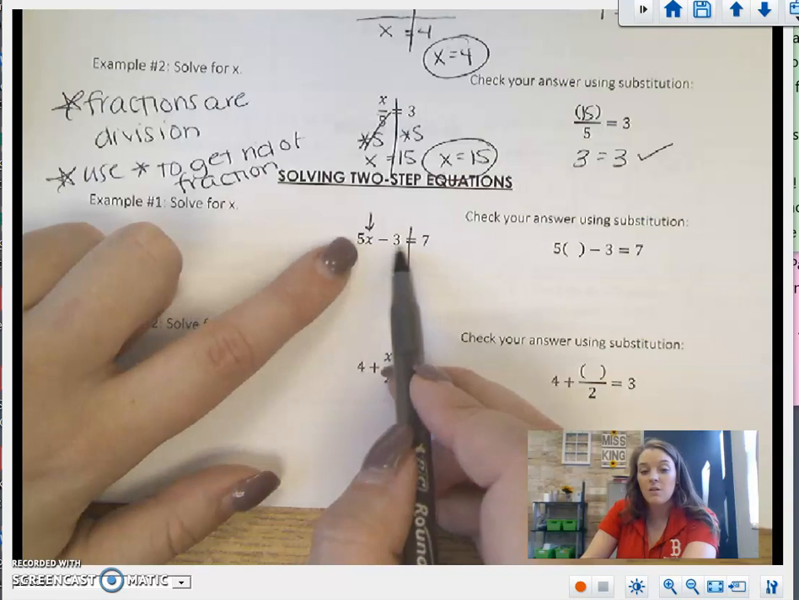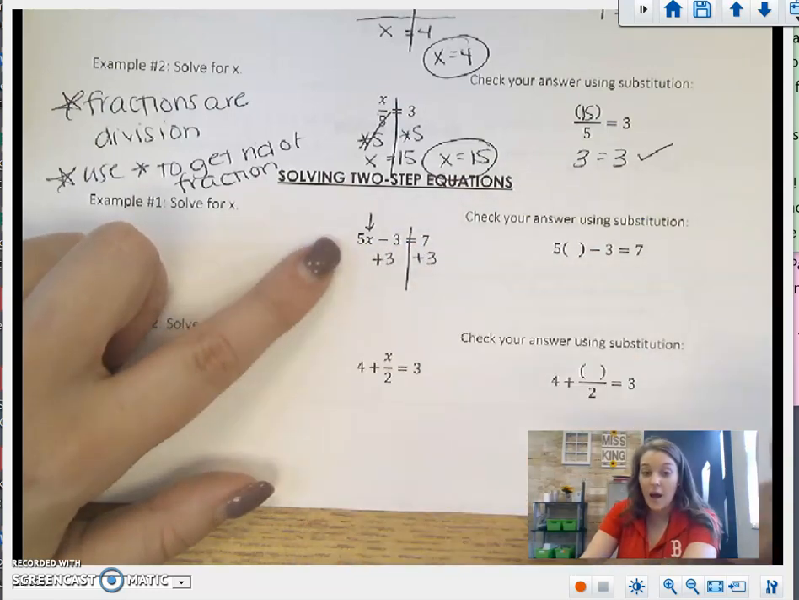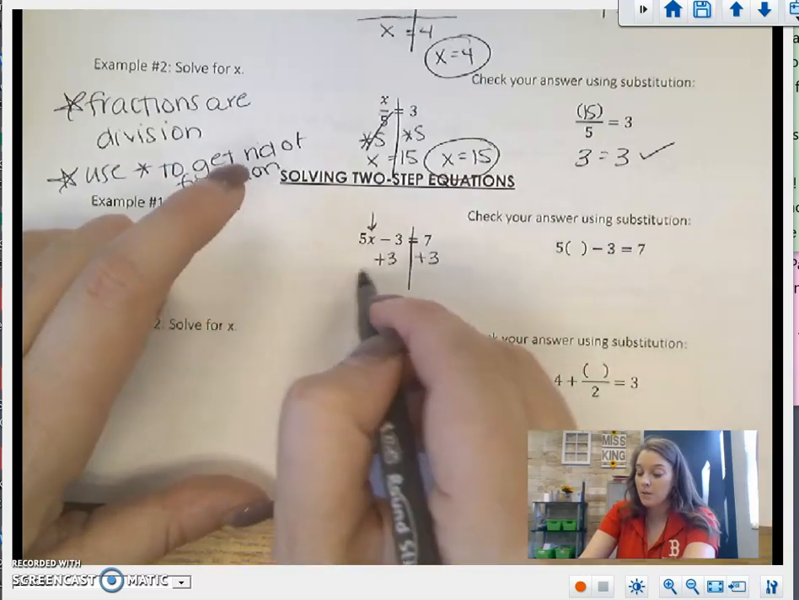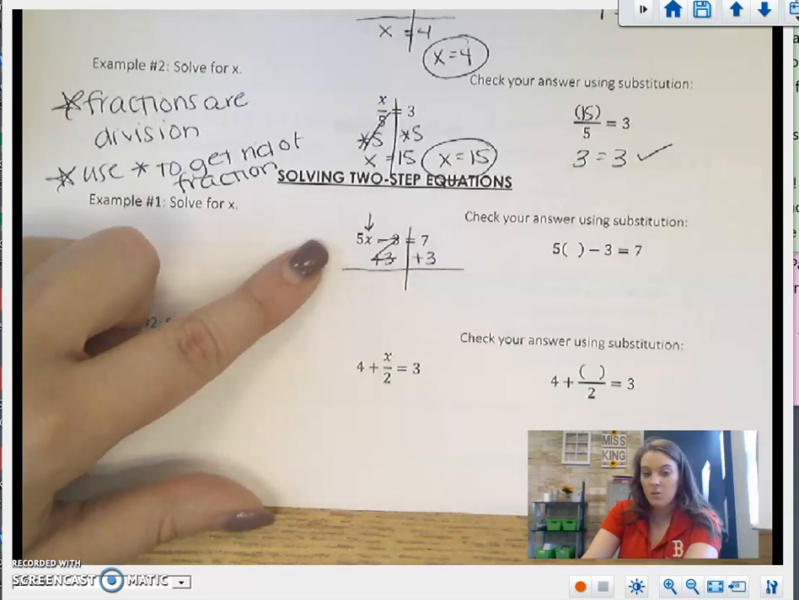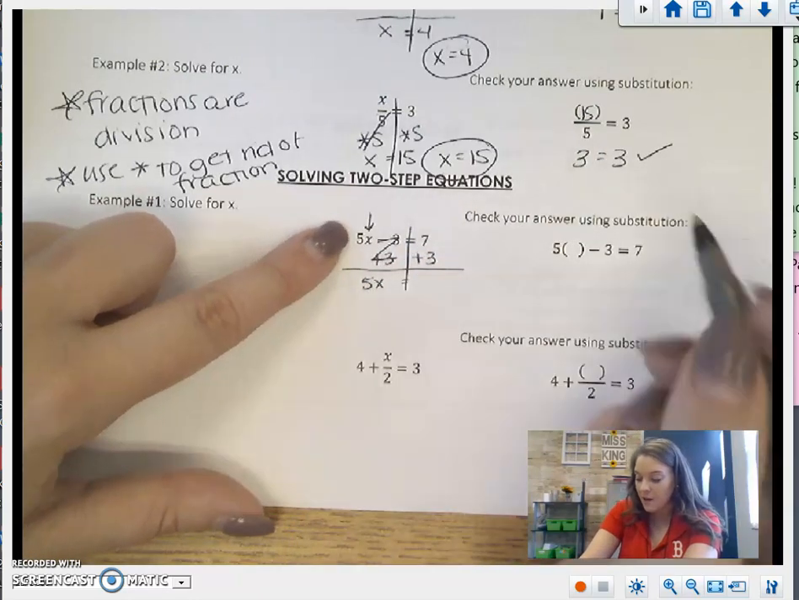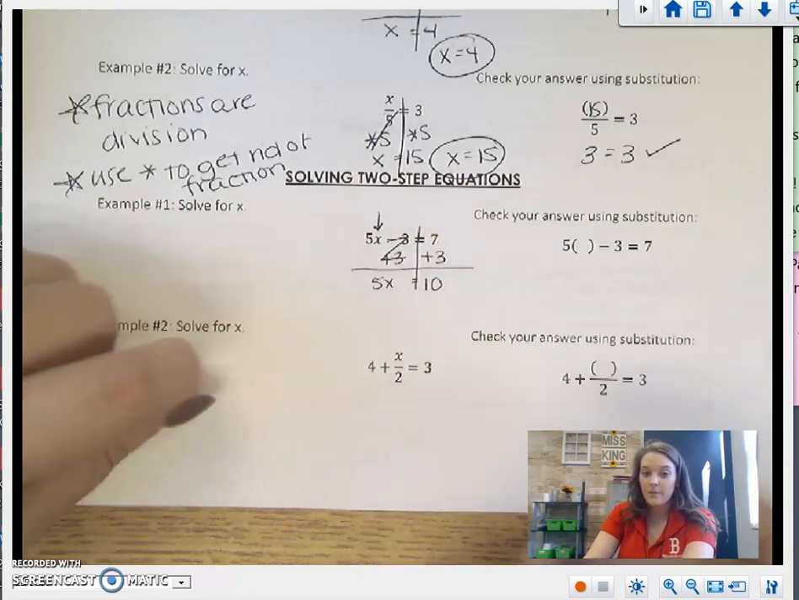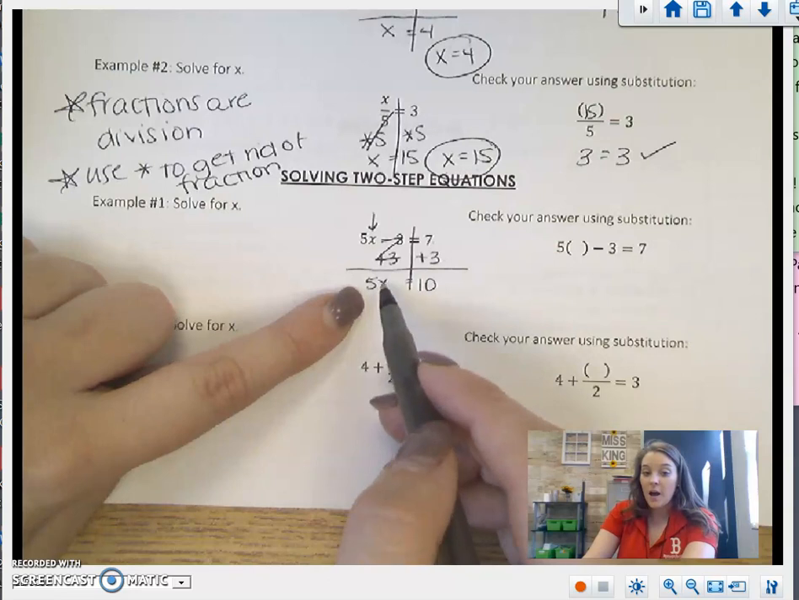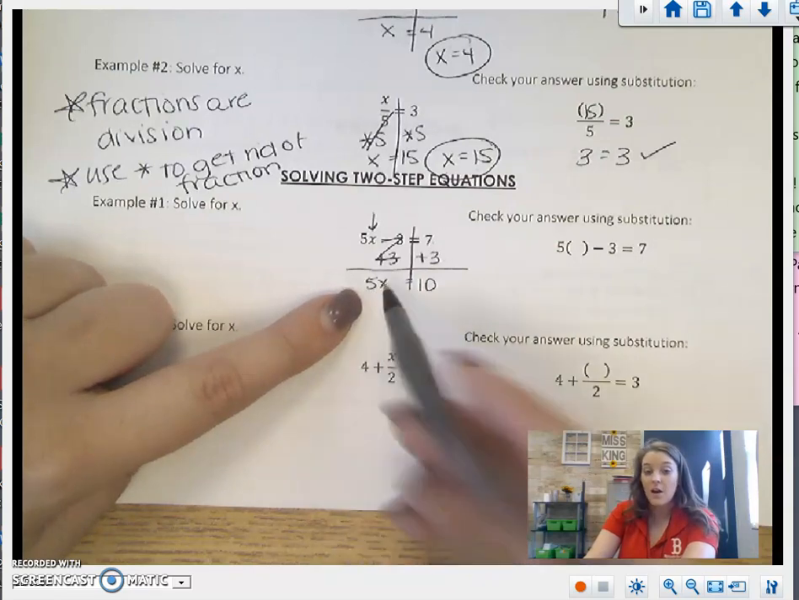So to get rid of this minus 3, I'm going to add 3 to both sides. So that is the addition property of equality. When I do that, this negative 3 and positive 3 zero out. I'm left with 5x on the left, 7 plus 3 on the right, which is 10. So I still have this 5. Remember, this is 5 times x. 5x is the same thing as 5 times x.